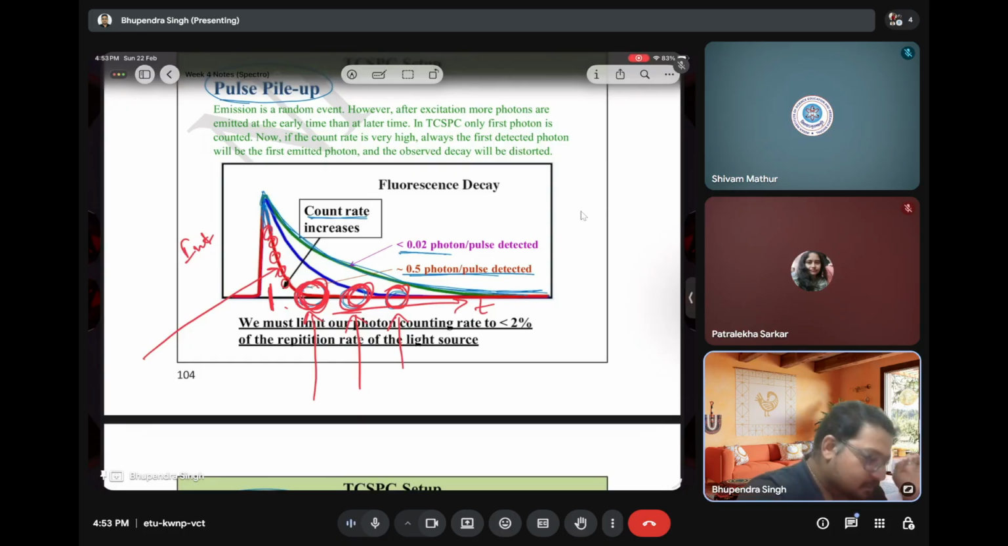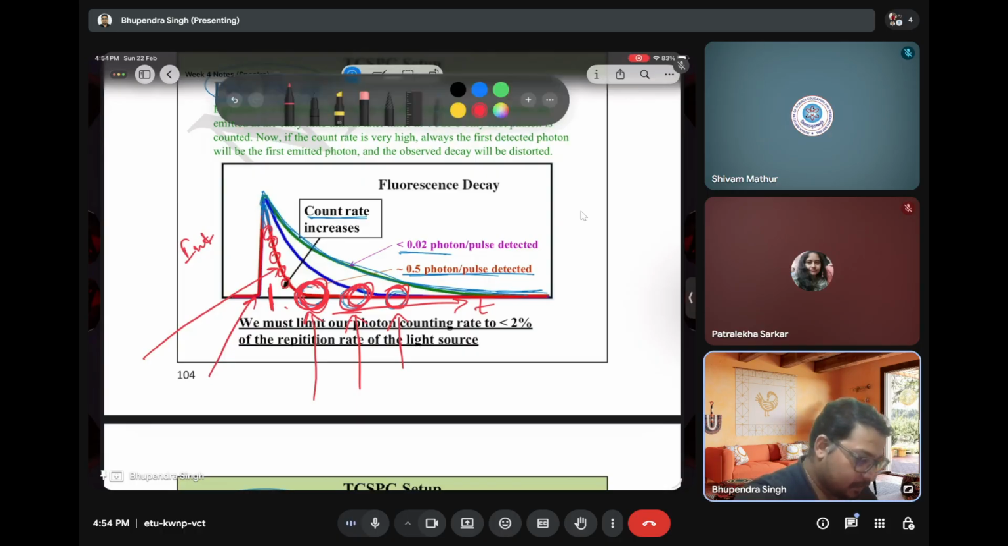Now if the count rate is very high, always the first detected photon will be the first emitted photon. First emitted photon means the lifetime is very short. So you will get the lifetime like this, the red one, whose lifetime will be less, and the observed decay will be distorted. So the count rate.